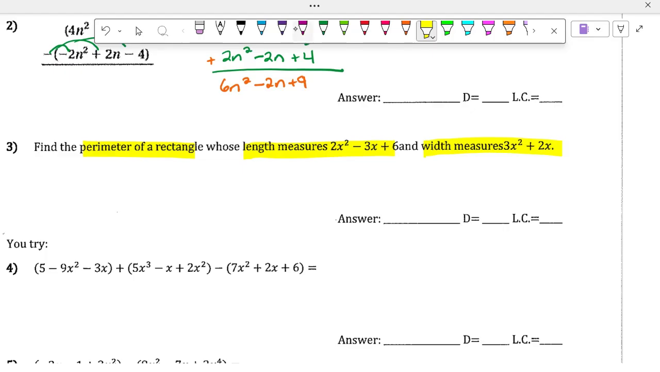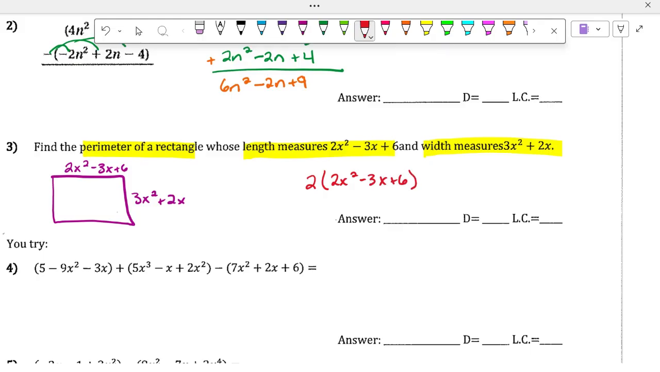Now, let's draw a picture here so we kind of know what's going on. So this would be 2x squared minus 3x plus 6 and 3x squared plus 2x. All right. If I'm adding up all the sides, that means I have to write each expression what? Twice. Or, to save me some time, I can do what? Multiply it by 2. So if I want to set it up, I'll do 2 times 2x squared minus 3x plus 6 plus 2 times 3x squared plus 2x.